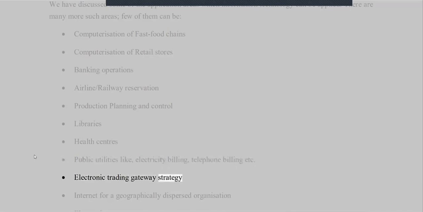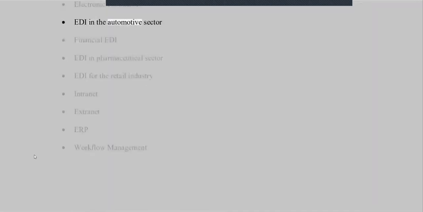Electronic trading gateway strategy, internet. For a geographically dispersed organization, electronic commerce, AD in the automotive sector, financial AD in the pharmaceutical sector, AD for the retail industry, intranet, extranet, ERP, workflow management.